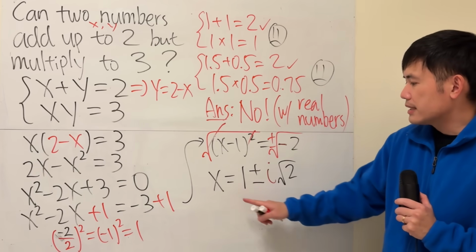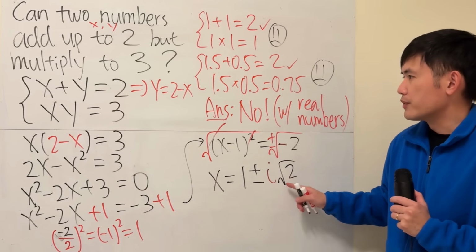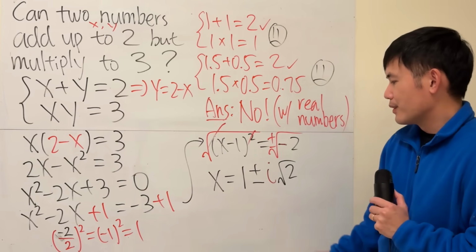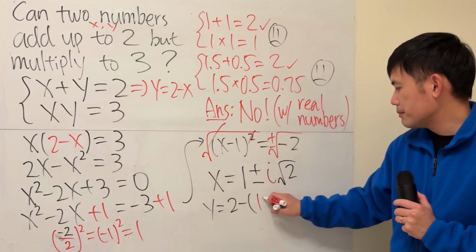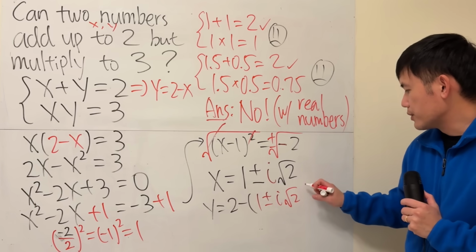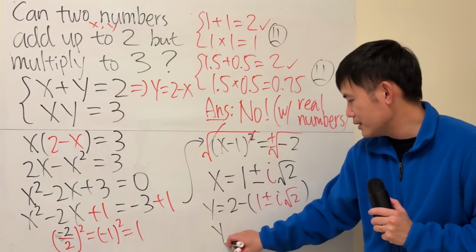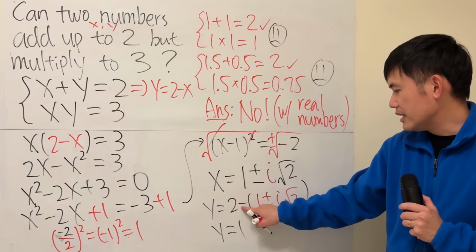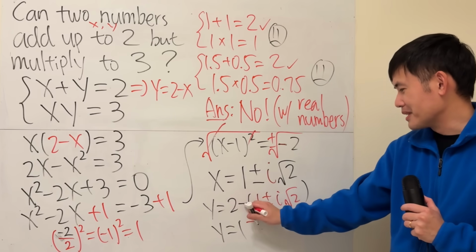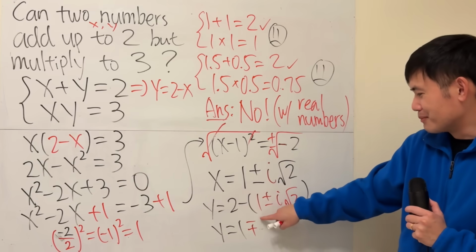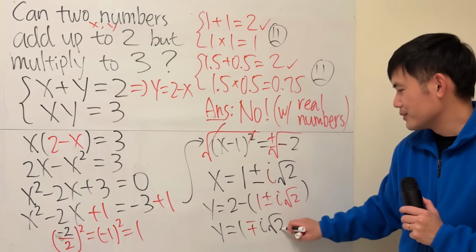Now, we have x equals 1 plus or minus i square root of 2. What is y though? Well, y is just going to be 2 minus x, which is 2 minus (1 plus or minus i square root of 2). So 2 minus 1 is still 1. That's good. But if I negate it, the minus times positive becomes negative. Yeah, I know it's weird, but then minus times minus becomes plus. So it's a minus plus, you just change it. And then we have the i square root of 2.